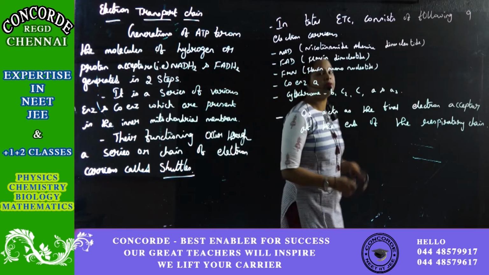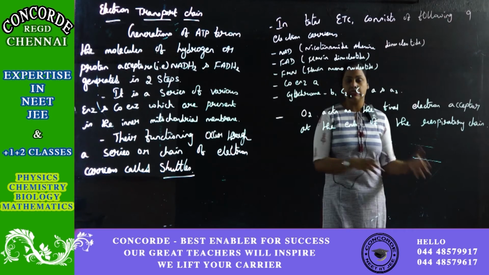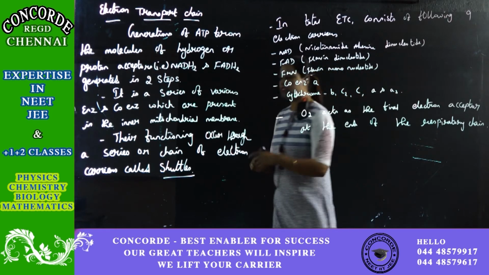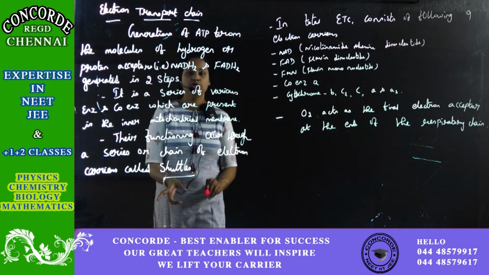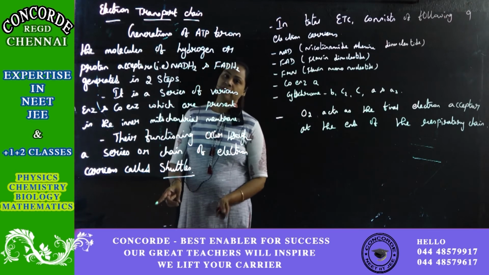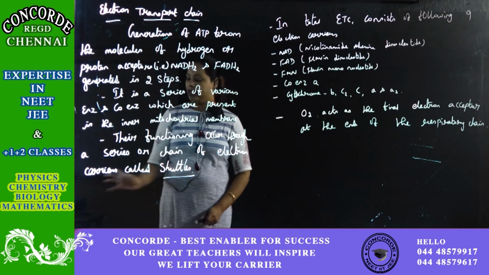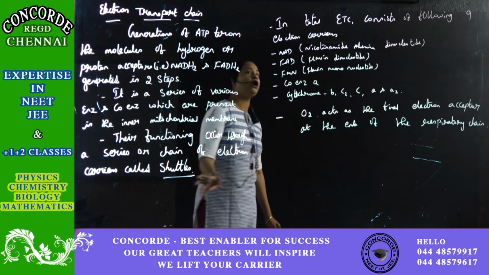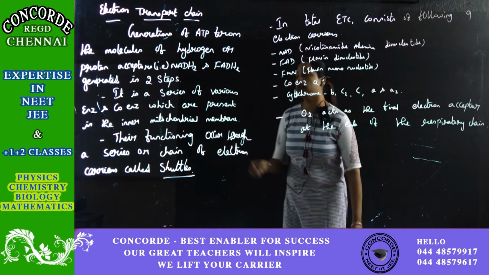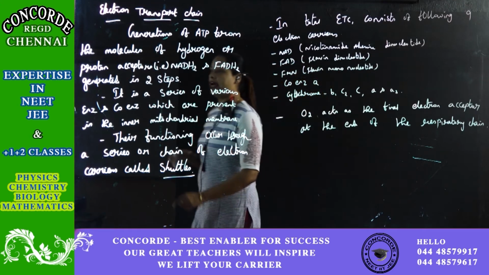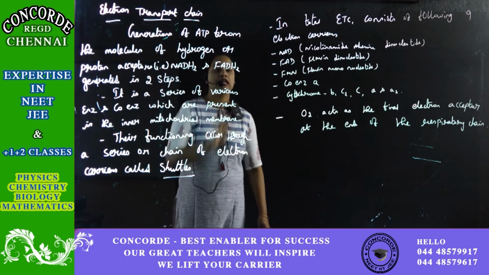Shuttles is nothing but it carries and drops. That's exactly the meaning of a shuttle. So carry it out and drop it out. This function is carried out by the electron carriers. So what are the electron carriers? What are the different types of electron carriers?